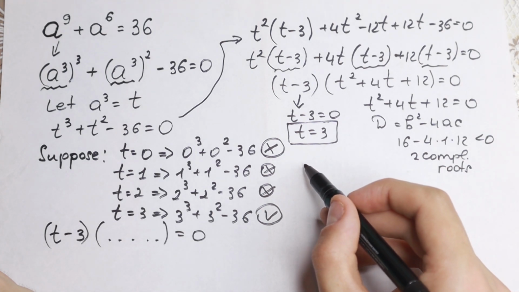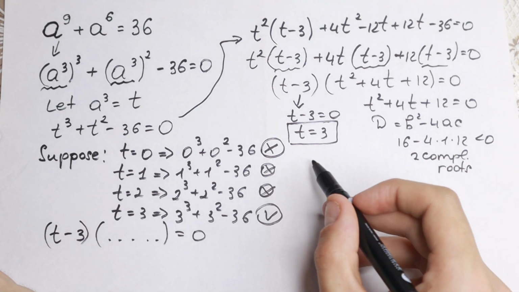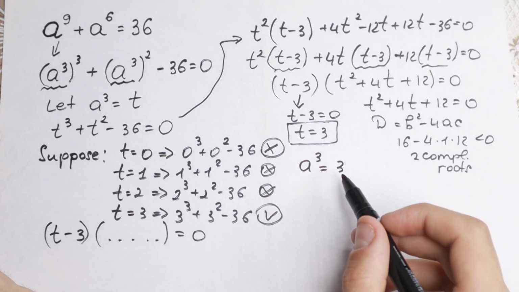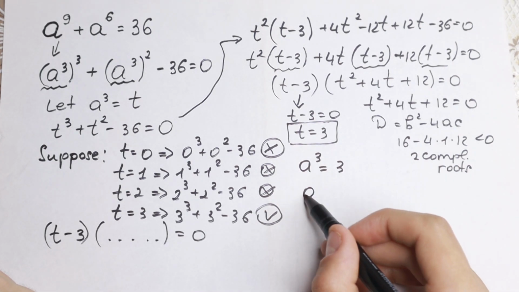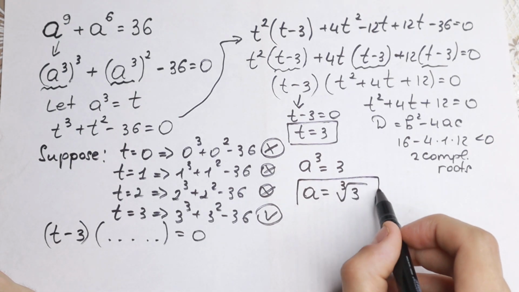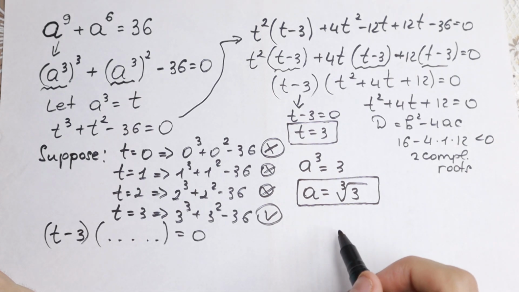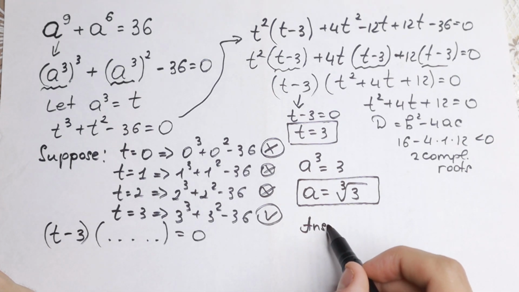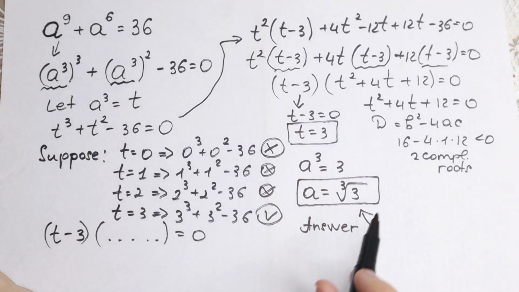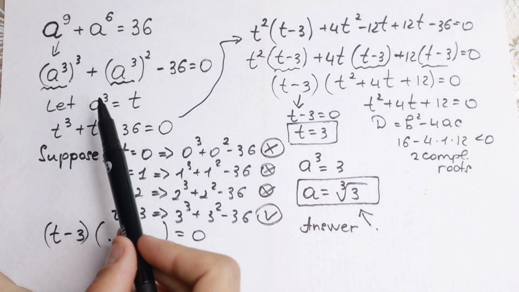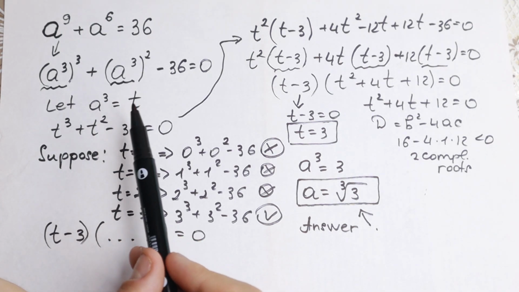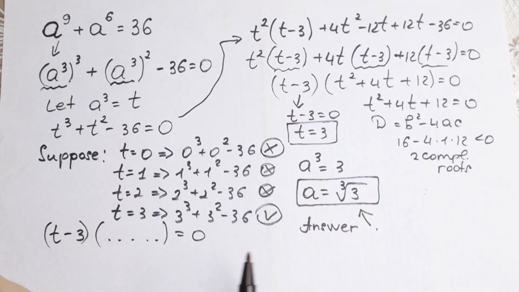We have t equal to 3, but t equal to a cube, so a cube equal to 3. Taking cube roots from both sides, we have that our a equal to the cube root of 3. This is our solution in real numbers. This is our answer. If we plug in these complex roots right here, we have 6 complex roots, but in real numbers we have only one solution.